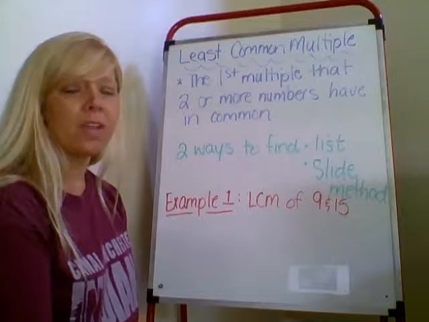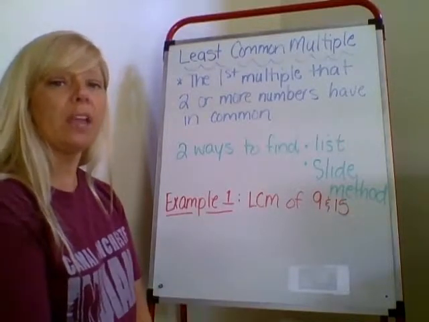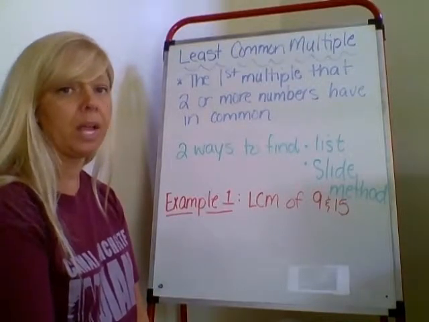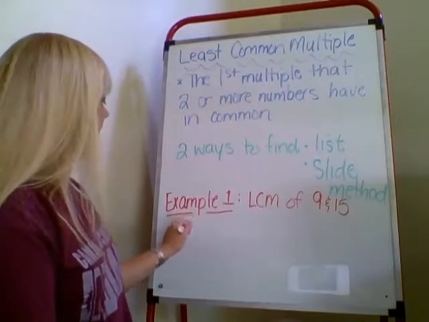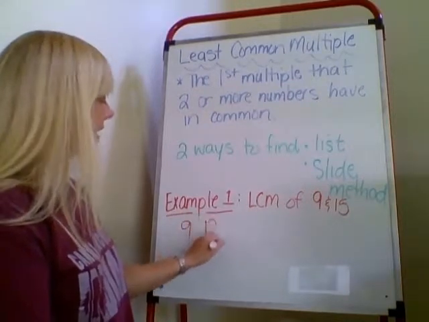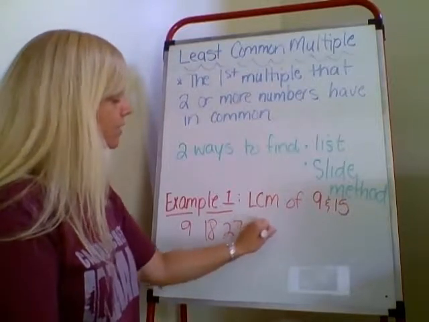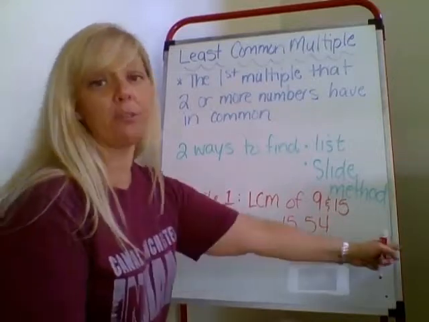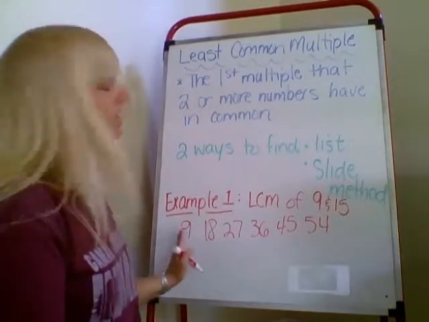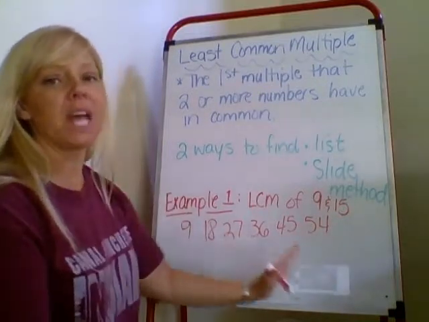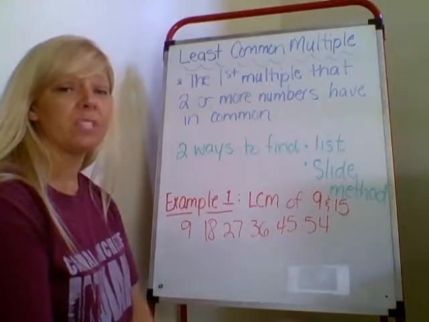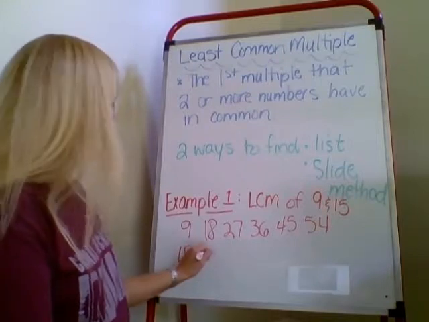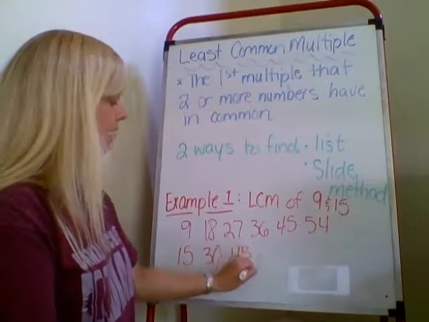So let's go ahead and do the first way, the list, with 9 and 15. The first thing I'm going to do is make my list of multiples of 9. This is where our multiplication tables would come into play. So I have 9 as my first multiple, 18, 27, 36, 45, 54, and I could keep going on forever because I'm doing the multiples. So I need to go out maybe 4, 5, 6 numbers at a time to see if two numbers have the same multiple. If I'm going by 15s, I have 15 as my first multiple, 30, 45, 60.